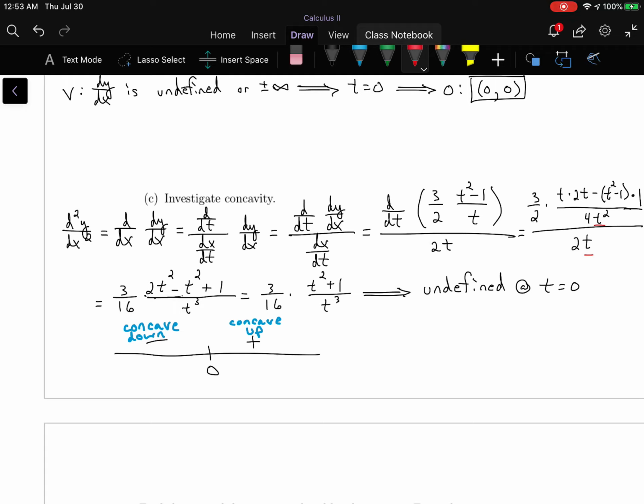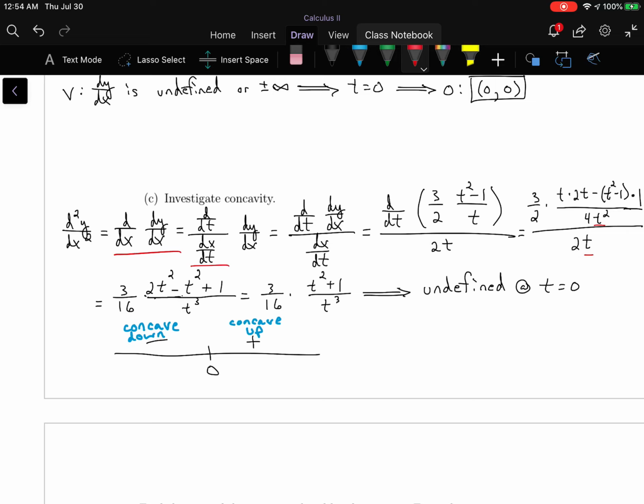Part C wants us to investigate concavity, which is the second derivative, which means that we want d/dx of dy/dx. But we know that those are functions of t, so we need to get t in there. So d/dx is also the same as d/dt over dx/dt, and you still are acting on dy/dx.